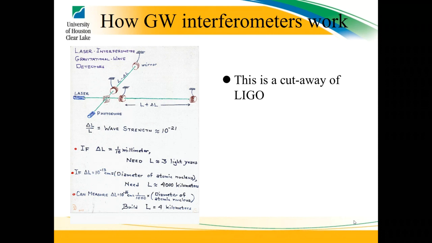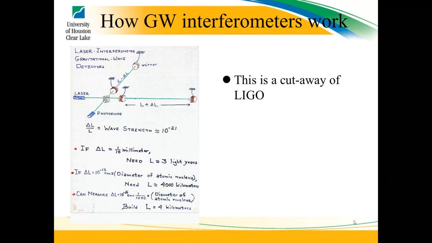So if you're ready to settle for, say, the diameter of an atomic nucleus, then that's 10 to the minus 13 centimeters, which is pretty tiny. That would require 4,000 kilometer long arms. Okay. I mean, I can't think of off the top of my head, but what's the diameter of the Earth? Yeah, so basically, that ain't even going to fit on Earth. So that's not going to work.